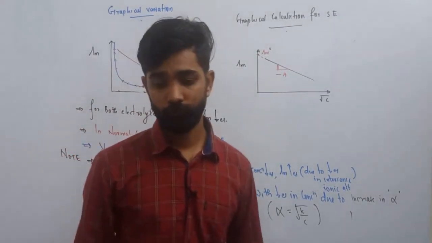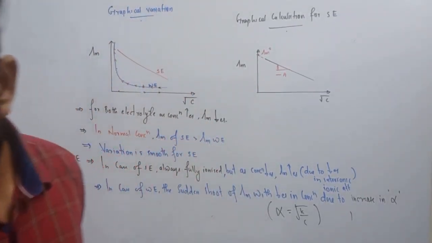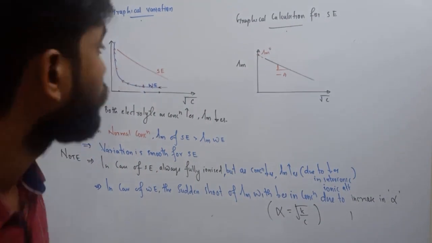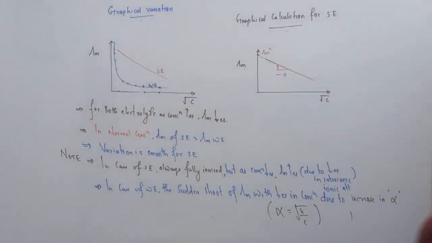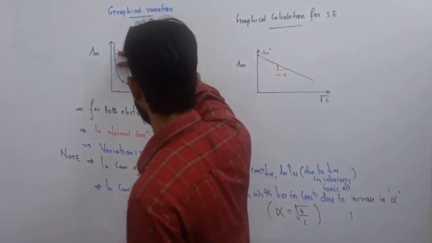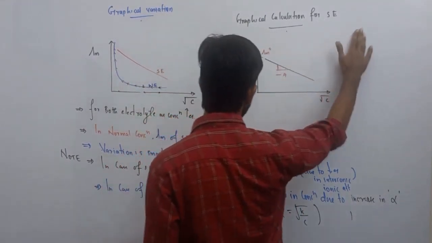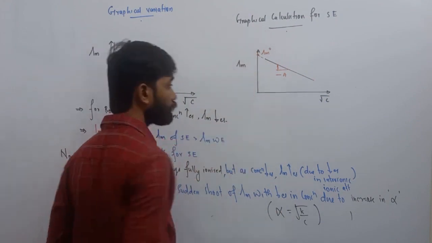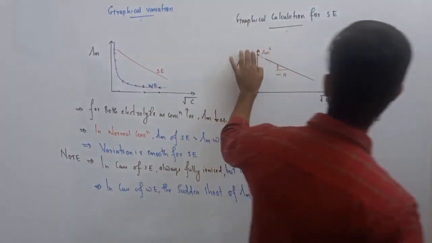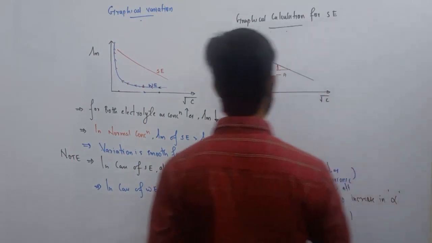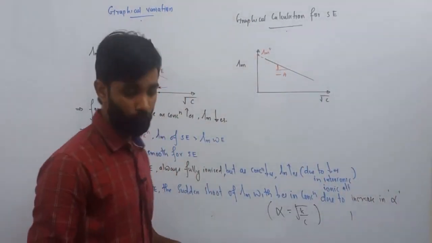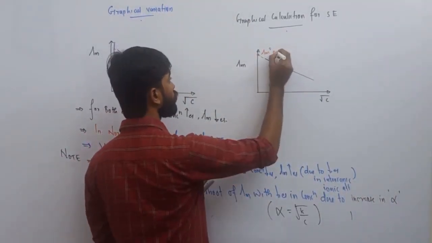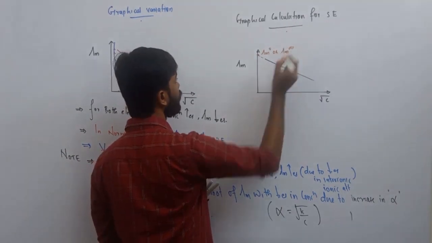It is a negative slope, right? And it has a value of minus a. So this curve is plotted to here, and your graph is extrapolated to have an intercept on your y-axis, and that term is defined as lambda m0, or otherwise known as lambda m infinity.